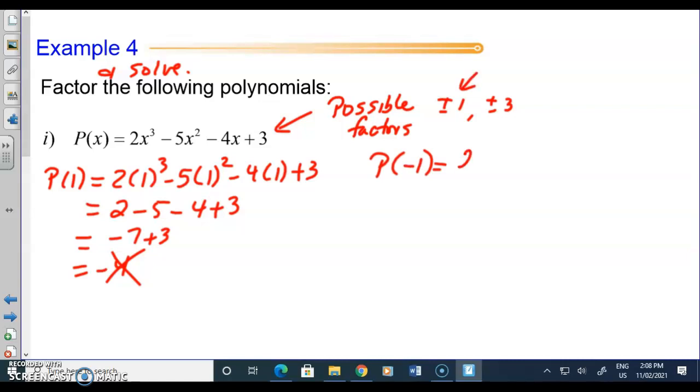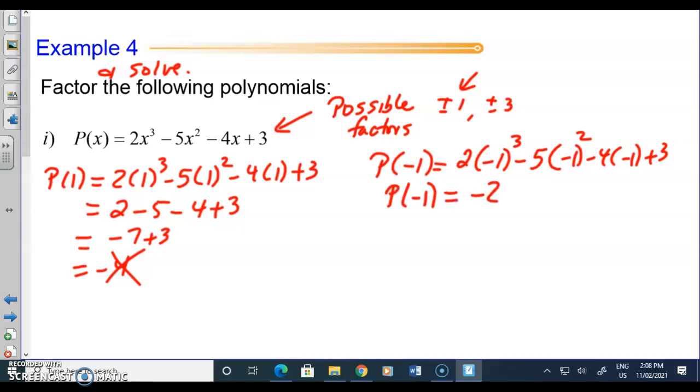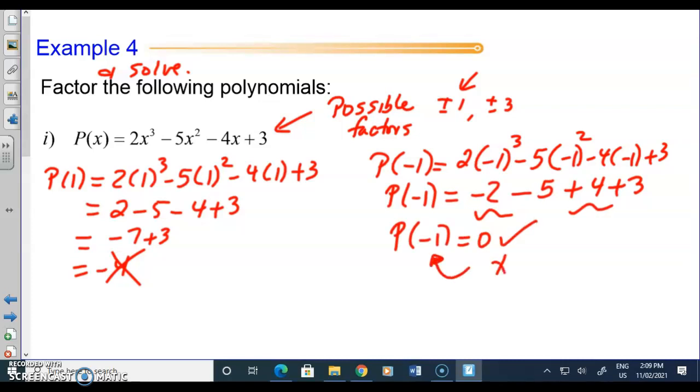Just to skip a little ahead, when we plug in negative 1 and you work out your algebra, you are going to see that this one actually does work. So you're going to get negative 2, minus 5 plus 4 plus 3. In order to get 0, you want to have a couple of negatives and a couple of positives to cancel each other out. So this gives me 0. And if it equals 0, something special about this negative 1: it means x plus 1 is a factor, and it also means that x equals negative 1 is an x-intercept.